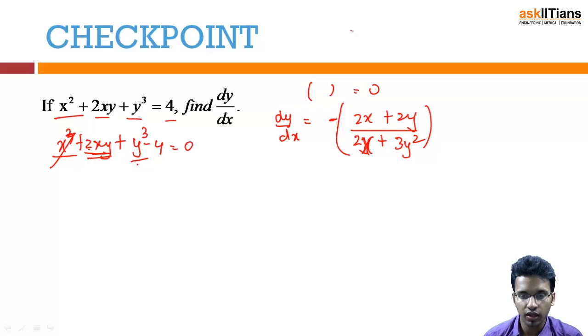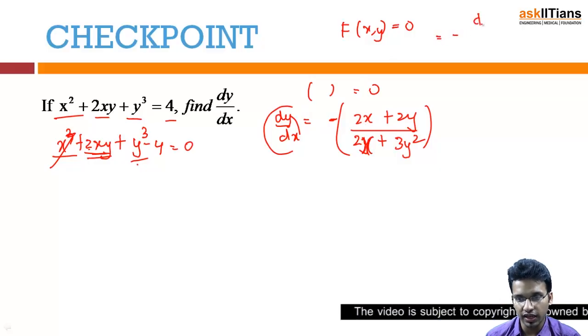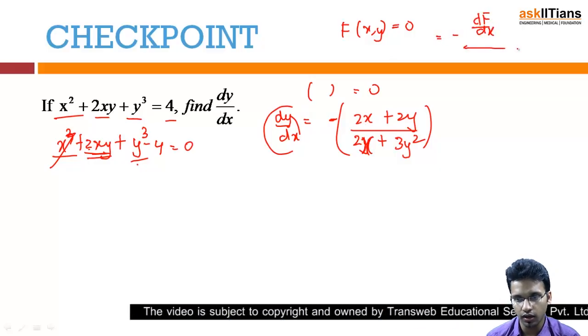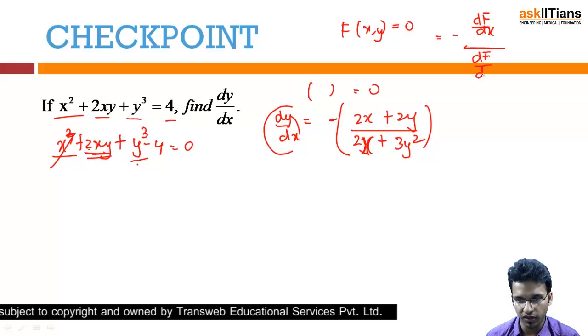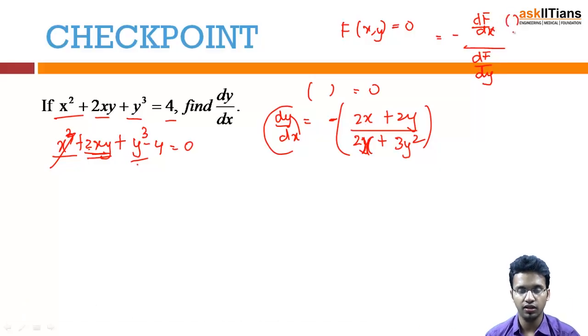What I have said: make f(x, y) equal to 0. Whatever the function is, take everything on the left-hand side. Then write dy by dx, and this will be minus df/dx over df/dy. Now the trick is you have to keep y as a constant. This is not a trick as such, but from the pattern this has been observed, and from there you say, okay, this goes directly like this. So straight away I will write my dy by dx.